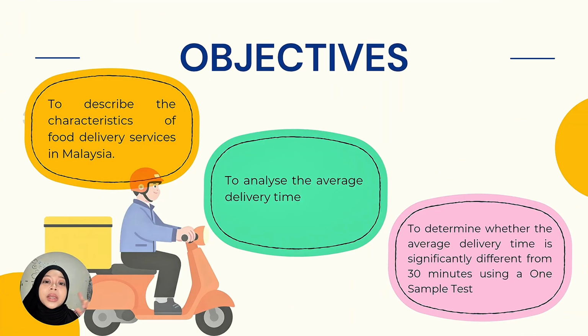Okay, next is the objective. The first objective is to describe the characteristics of food delivery service. Next, this study analyzes the average delivery time. Finally, a one sample t-test is conducted to determine whether the average delivery time is significantly different from 30 minutes.